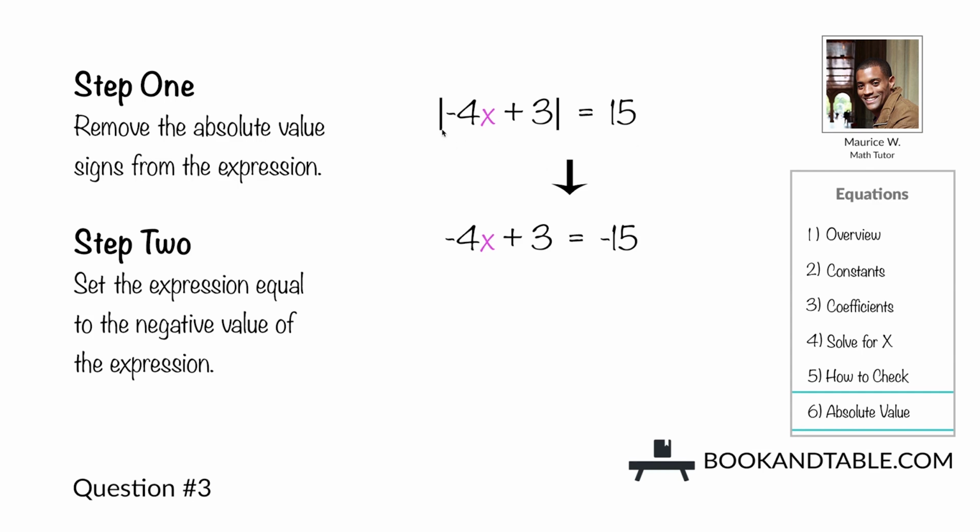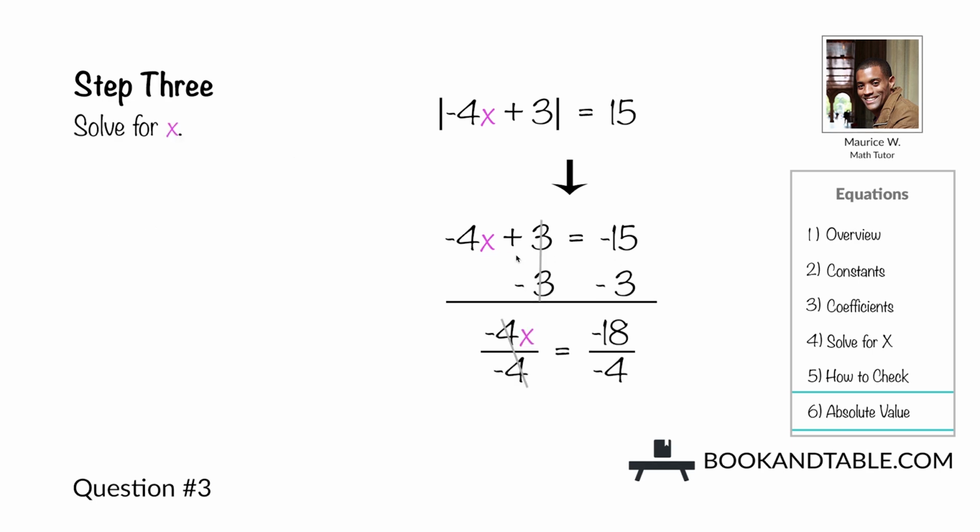Step 1, remove the absolute value signs from the expression. So we wind up with just what's between them, -4x plus 3. Step 2, set the expression equal to the negative value of the expression. So instead of +15, it's -15. And then step 3, we want to solve for x. So to remove the constant on this side, +3, we subtract 3 from both sides, leaving us with -4x on the left side, and -15 minus 3, which is -18 on the right side.